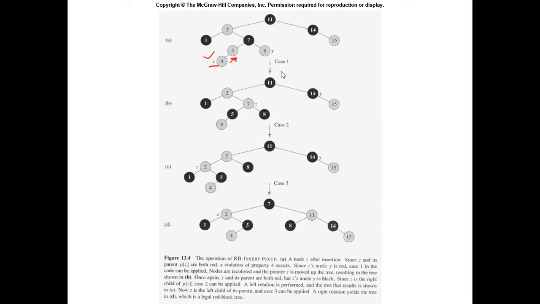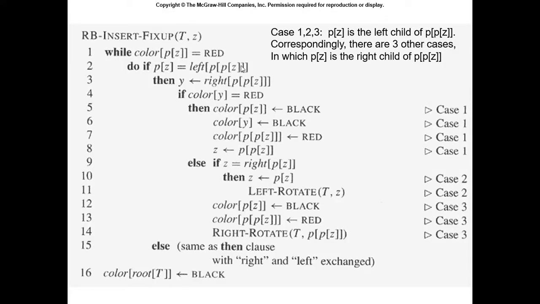You can see its parent is at the left of its grandparent, yes or no? Its parent is at the left of its grandparent, okay? Similarly, you have the else part here, right? Same as the then part. So if the parent of z is at the right of p of z, the same three cases will be repeated under the else part as well, right?